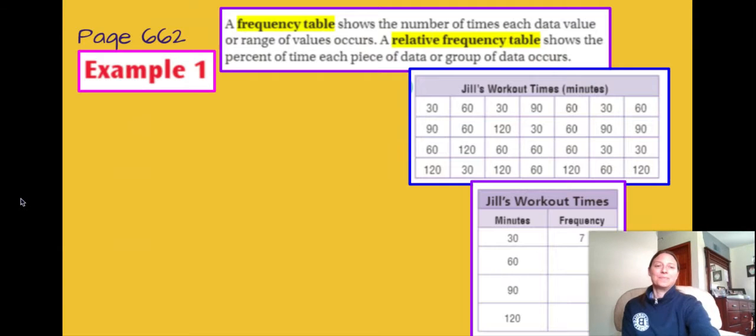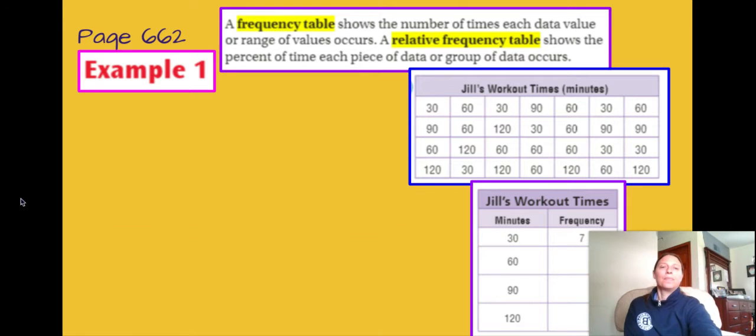Now moving on to page 662, we're going to learn about frequency tables, and that shows the number of times each data value or the range of values occur. And then we have a relative frequency table, which shows the percent of time each piece of data or group of data occurs. So step 1 is to list the workout times in the first column. And step 2 is to record the frequency of each time in that frequency column.